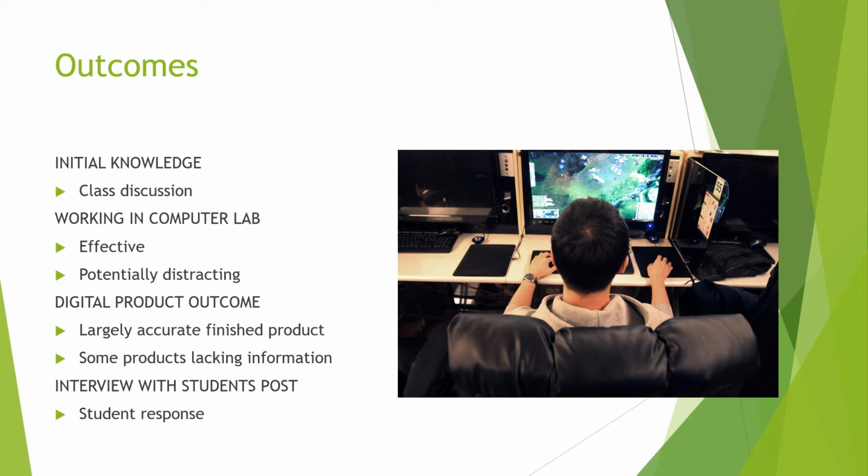Outcomes from this task. The initial knowledge students had was kind of what you would expect, a basic understanding of depression and anxiety, two well-known mental health conditions, but they need a little bit of direction for other ones. Working in the computer lab was really effective. It could be distracting at times when I saw students using games, which is expected, but the teacher can manage that. The digital product outcome was, I found, overall quite accurate, with lower students just lacking a bit of information.